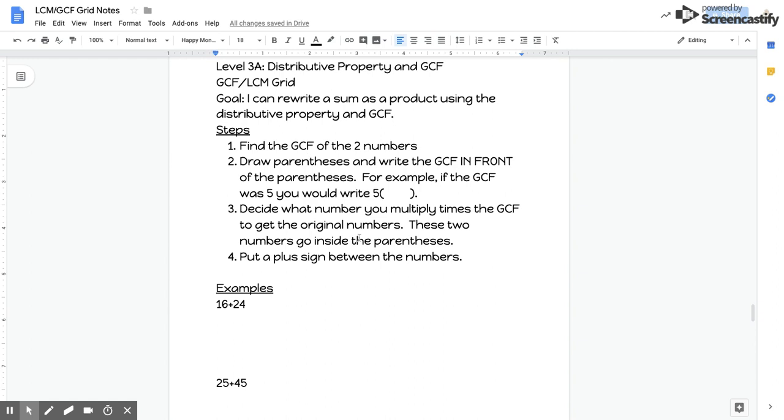I've got some steps here. I'm not going to go through and read them all right now. I'm instead going to go through them as we do the problems.